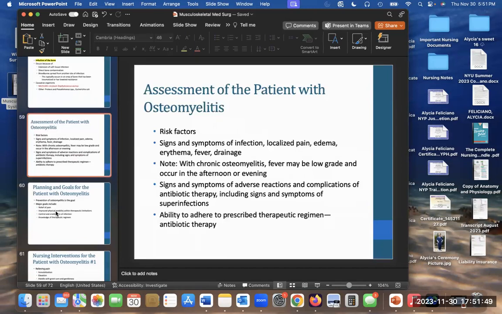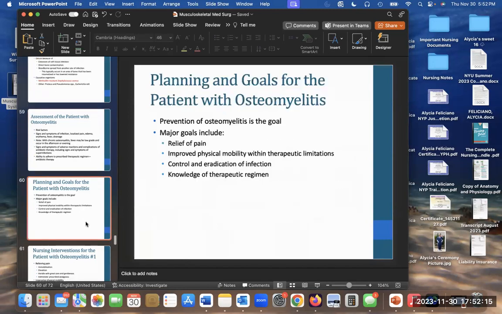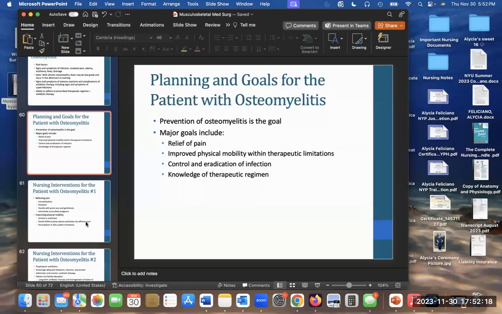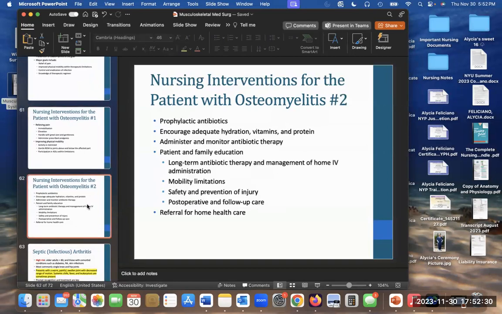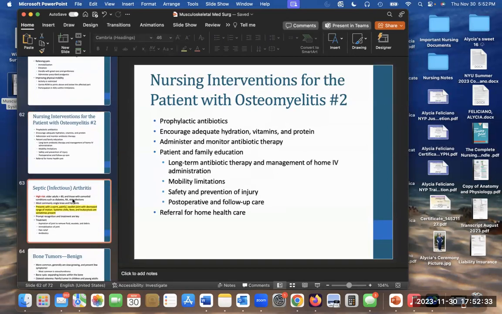Remember, right? If this is infection, signs and symptoms of infection: localized pain, edema, erythema, look for drainage, look for fevers, right? If it's chronic, the fever may be low grade, naturally in the afternoons or evenings, right? There might be complications of antibiotic therapy, so we have to really watch out for that, right? And remember, if they need to take antibiotics a lot, they may become resistant, and that can cause other problems. So we need to really, really be careful. The goal is, right, all of these: relieve pain, help with mobility, right? Eradicate infection, and make sure they understand why they're getting this prescribed treatment. So I'm not going to repeat everything, but you get the drill, okay?